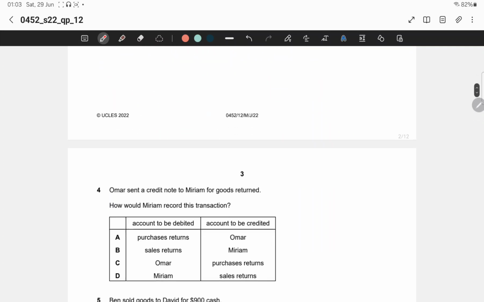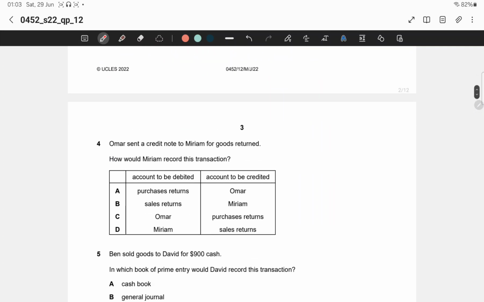Next. Omar sent a credit note to Miriam for goods returned. How would Miriam record this transaction? Now you need to put yourself as Miriam. When Miriam received the credit note, Miriam is the one who returned the goods to Omar. So when Miriam returns goods to Omar, that is a purchase return. Purchase return is credit because it must be the opposite of purchases. So credit purchase return, and you debit Omar. Omar is a supplier to Miriam.